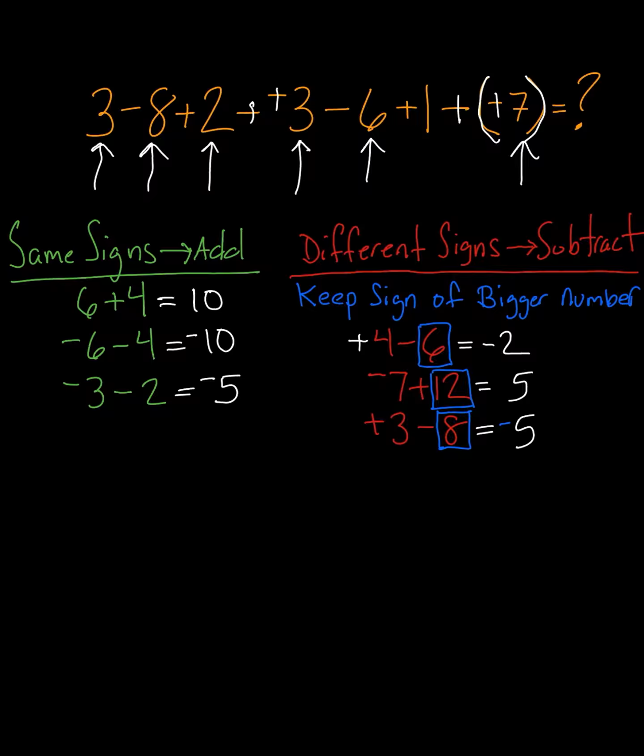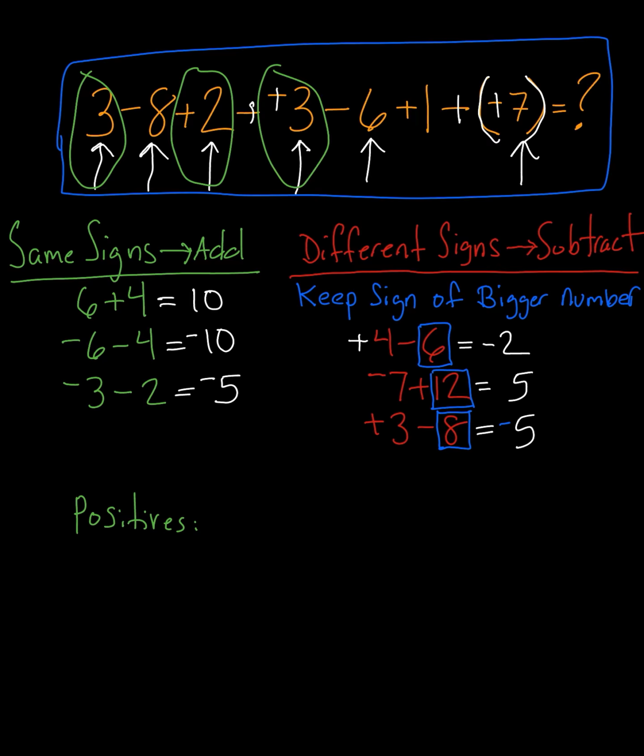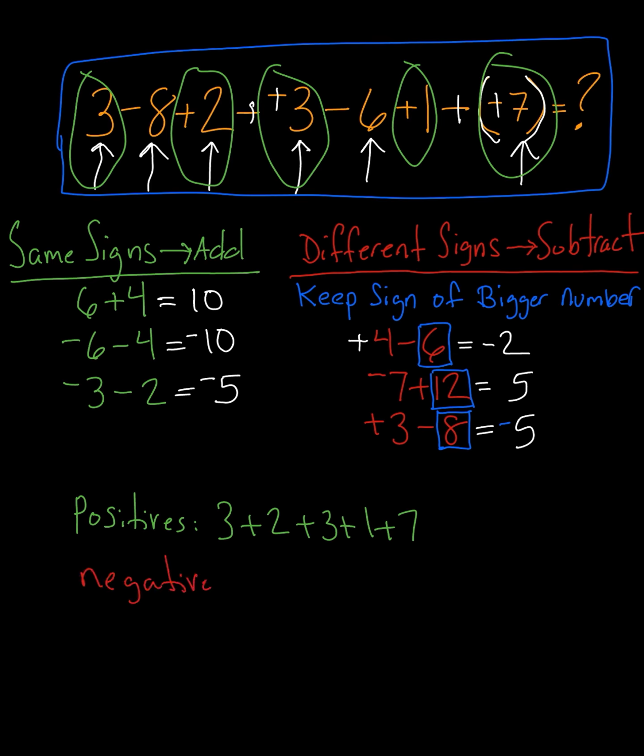Now, looking at this big example up here, let's quickly add those up by simply adding the positives. The positives are, we have the 3, the 2, another 3, another 1, and a 7. So 3, 2, 3, 1, and 7. And then the negatives are the ones that are not circled. And those are going to be the negative 8, the negative 6, and that's pretty much it.